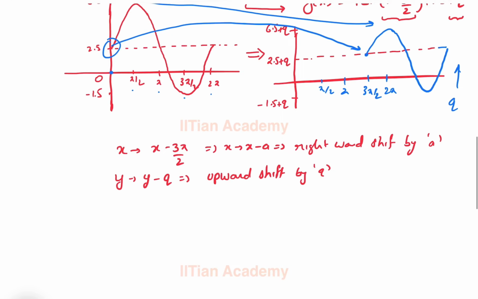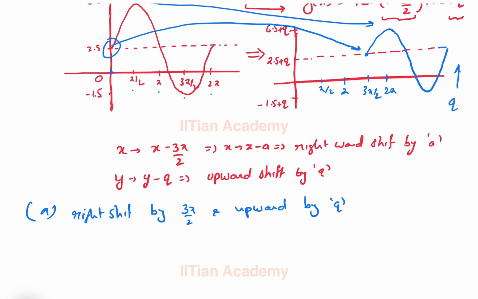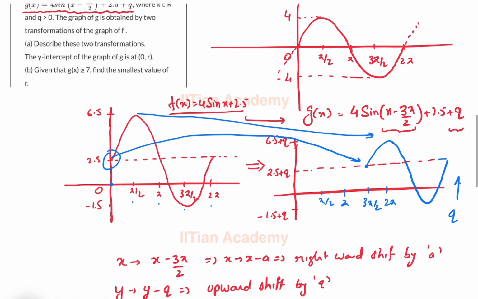So two transformations have been used. First, a right shift by 3 pi by 2 and an upward shift by q. So this is part A. Now let us move on to the second part.